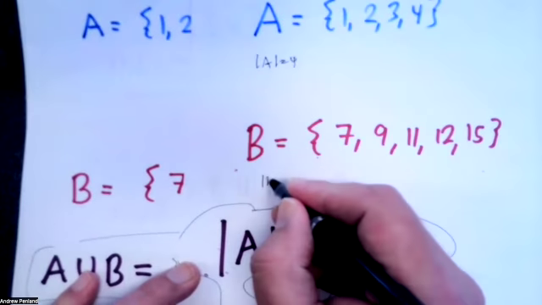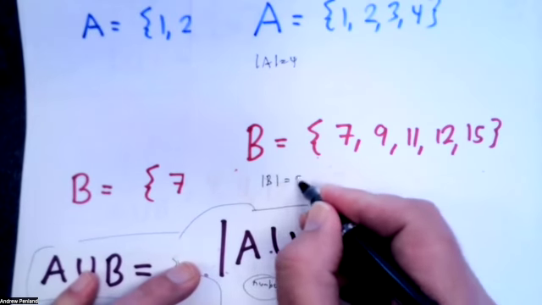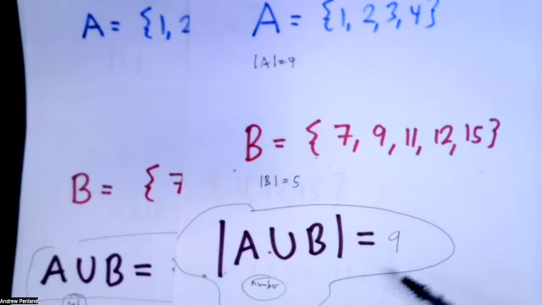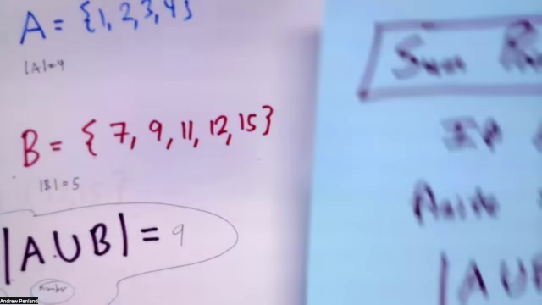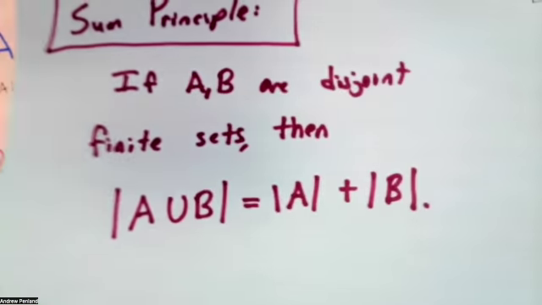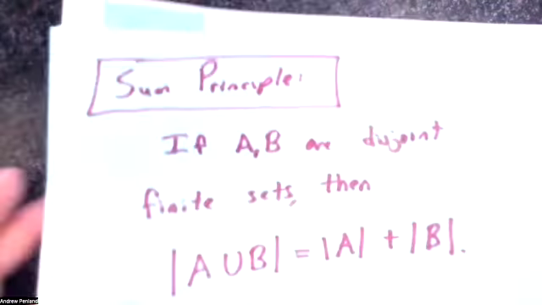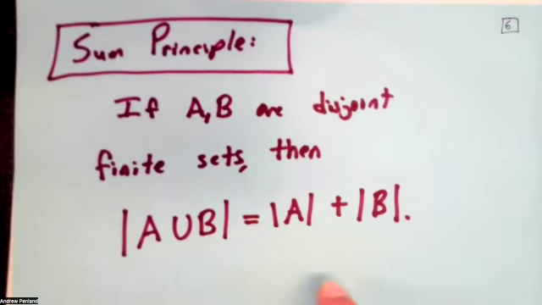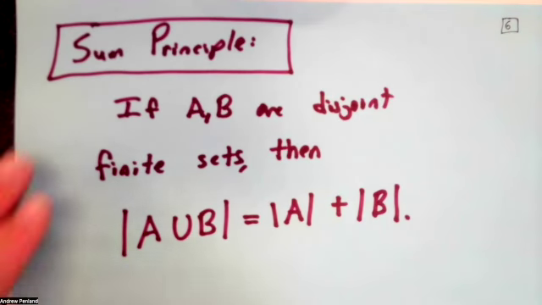So in this case, the size of A was 4, and the cardinality of B was 5. And when you took the union, you just added those together. It's going to lead us to our first big principle here, which is the sum principle. So if A and B are disjoint finite sets, then the cardinality of A union B is equal to the cardinality of A plus the cardinality of B.